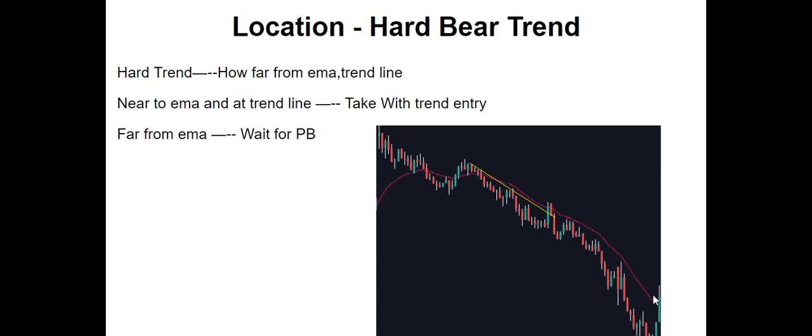But here you see this point, it is very far from the EMA, very far from the EMA at this corner. Even if you draw a trend line here and it is touching the trend line, there is no point, because this far from the EMA there will be a pullback. You see these green bars here, it will pull back. So if you are far from the EMA, wait for a pullback. This is the location rule for a hard bear trend.